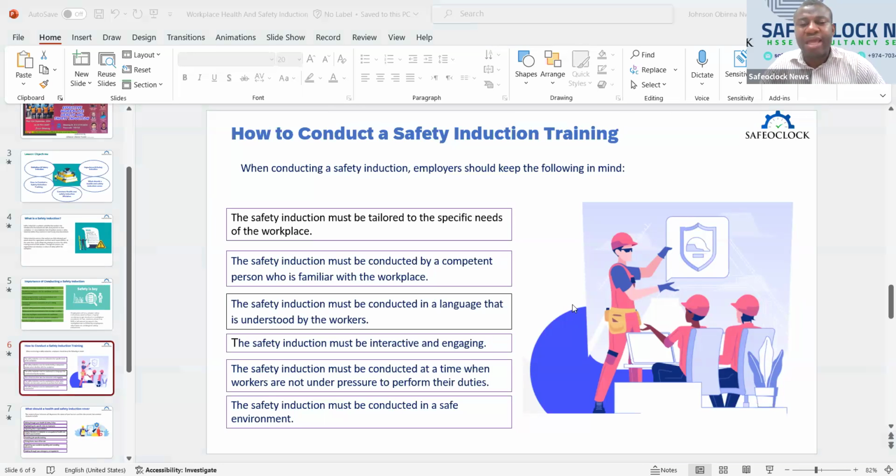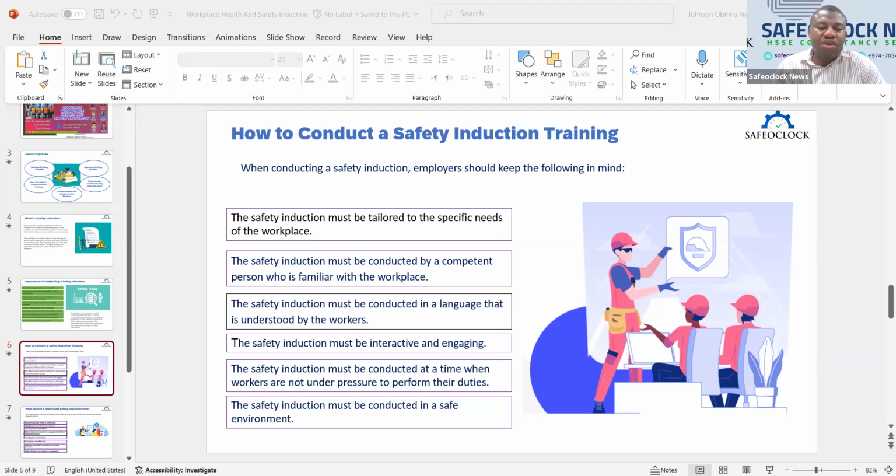Safety induction, again, should be interactive and engaging. It should not just be one-way communication. It shouldn't be the instructor or the teacher talking and after that everyone goes. It should be two ways. It should be interactive, people should ask questions, and get feedback immediately. So this is how safety induction should be done.